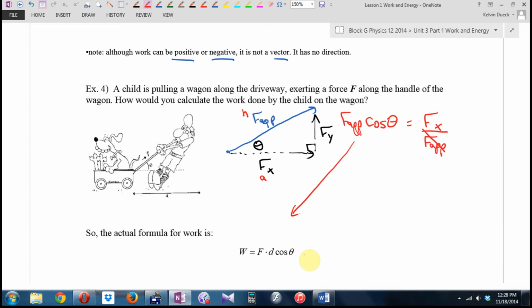What about when you're 90 degrees, like Mark and his piggyback? What's the cosine of 90? So what's F times d times 0? There's one more way, Mark, where I'm telling you, you were not doing any work on Rob with the piggyback.